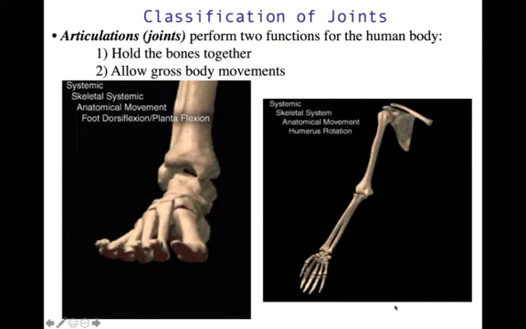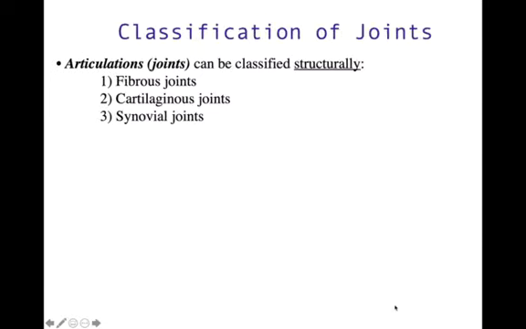So what are some classifications of articulations? What are some classifications of joints? Well, joints perform basically two functions for the human body. Number one, they hold the bones together. And two, if the joint is movable, it allows for gross body movements. We did talk about the skeletal system in the last lab, and there are some joints where, when bones articulate with one another, that particular joint doesn't allow movement between the two bones.